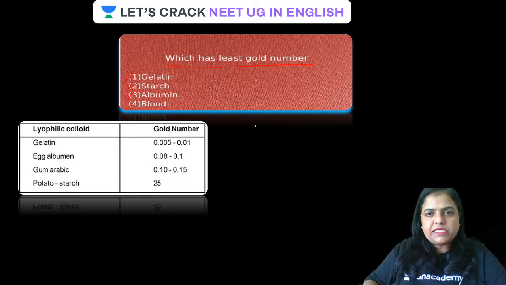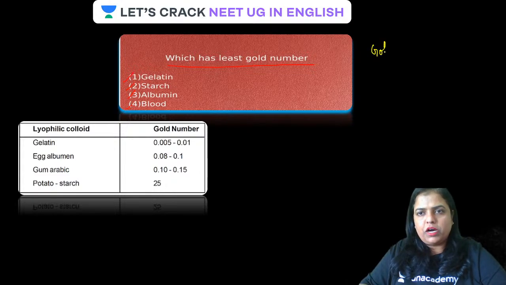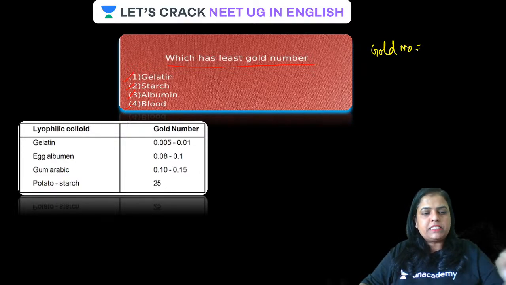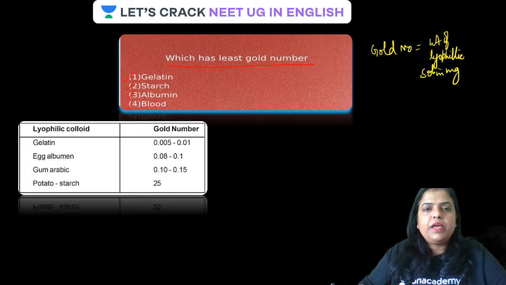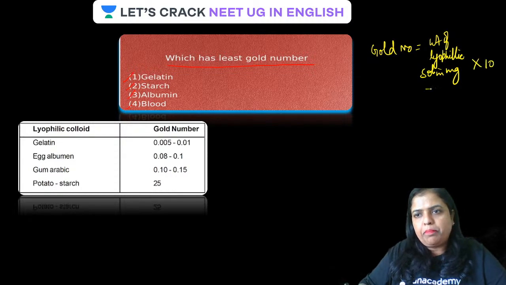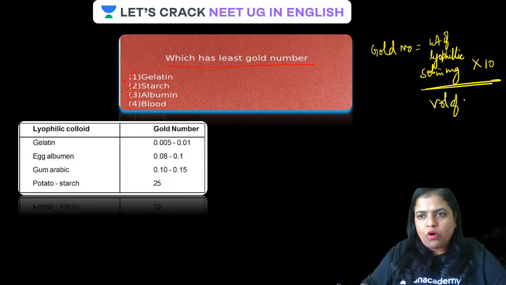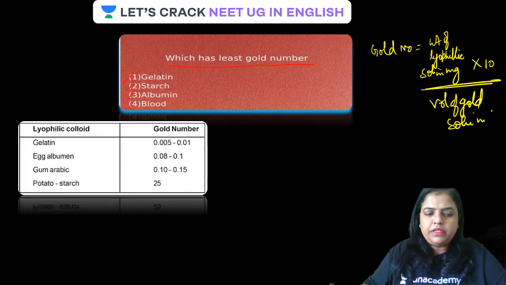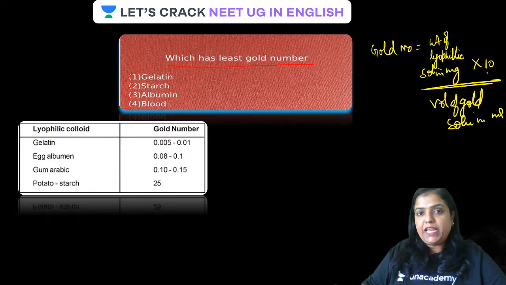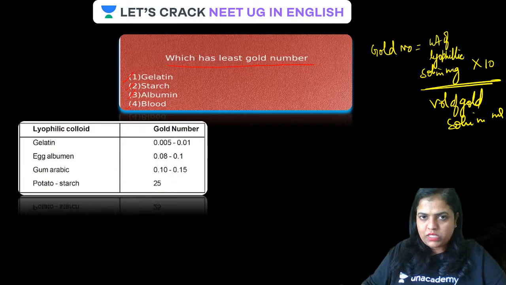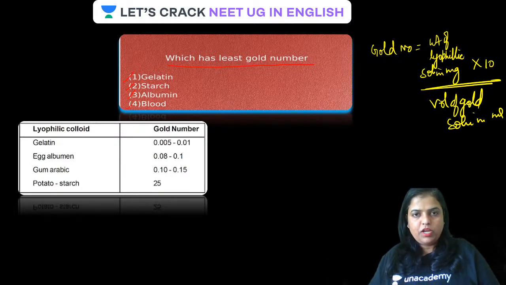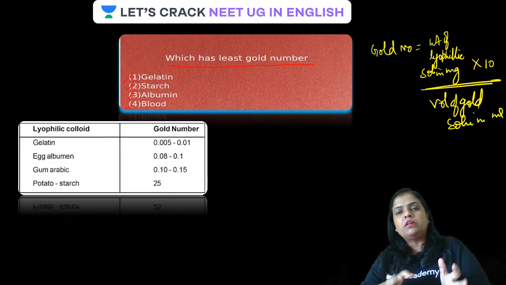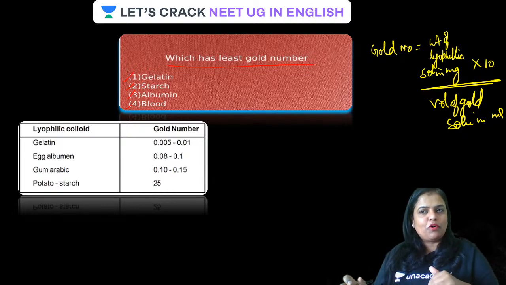Guys, gold number is basically what? Just now we saw the formula. Gold number is actually the weight of lyophilic salt in milligram, multiplied by 10, upon the volume of gold salt in ml. Why this 10? Because for 10 ml, whatever milligram of lyophilic salt is added is called the gold number. So for any different volume, this is the formula. We are going to make it more clear, don't worry. So this is the formula.